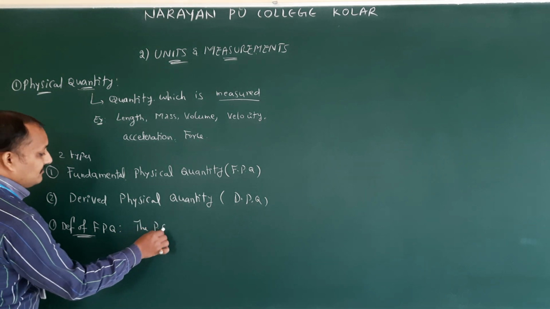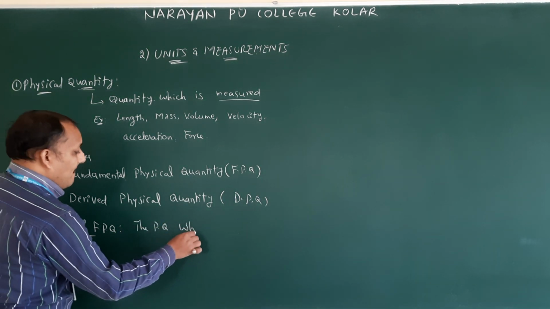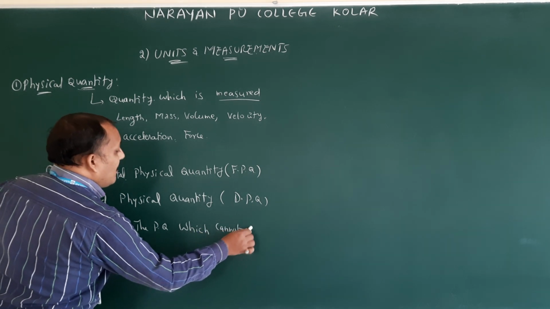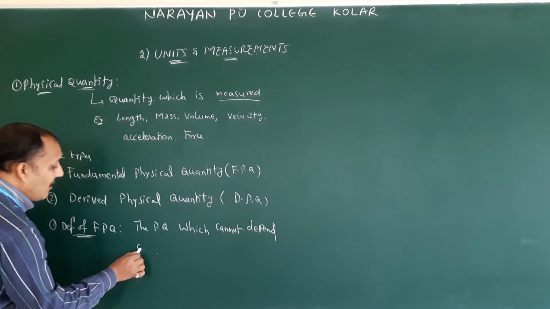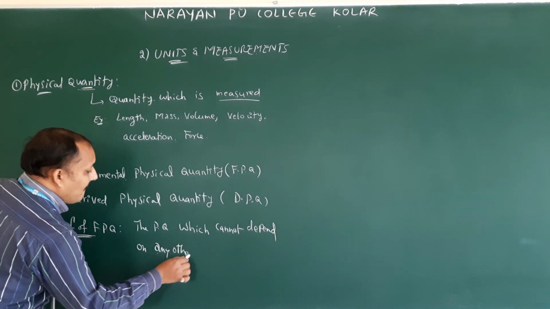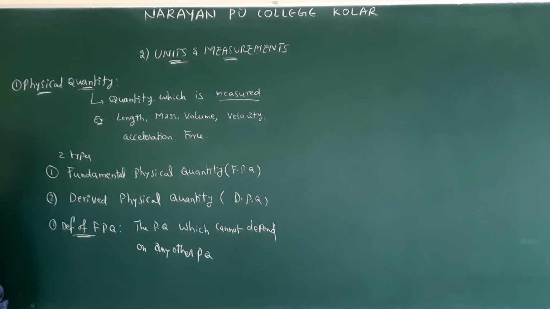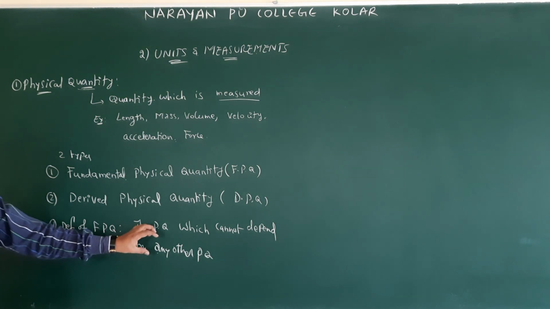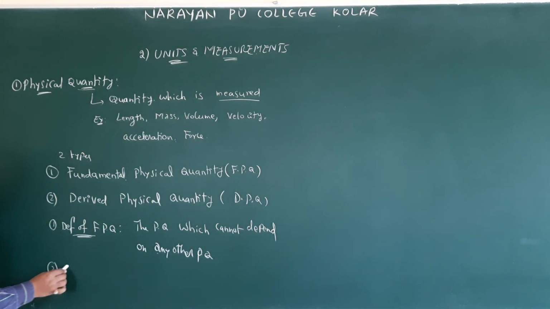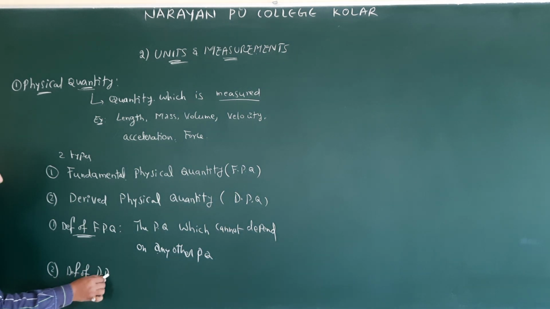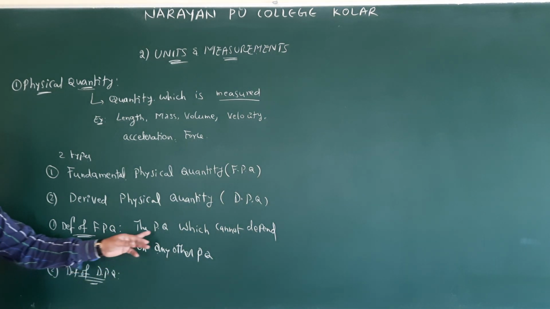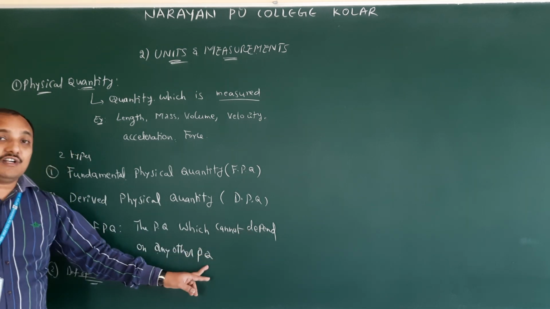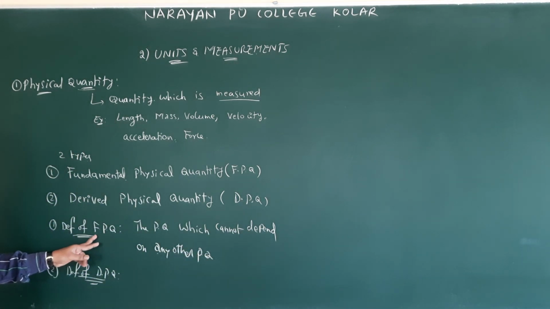So the physical quantity which cannot depend on any other physical quantity. It should not depend on other physical quantities. This is the definition. I will give you an example. Second one, the definition of derived physical quantity. This one you can only say. The physical quantity which cannot depend on other physical quantity, we are calling it fundamental. Fundamental means base. They will also say base physical quantity. Another name of this one. Fundamental, or base, or basic, they will say like that.